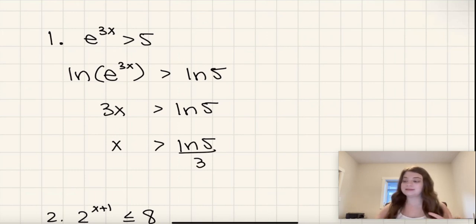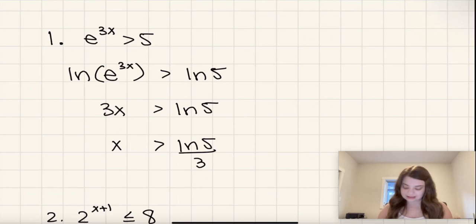Now, if they did want a decimal approximation, we could type this in a calculator and say ln 5, and then divided by 3 and get about 0.536 approximately and put that in as well. Or we could just leave it as the exact answer of x is greater than ln 5 over 3.